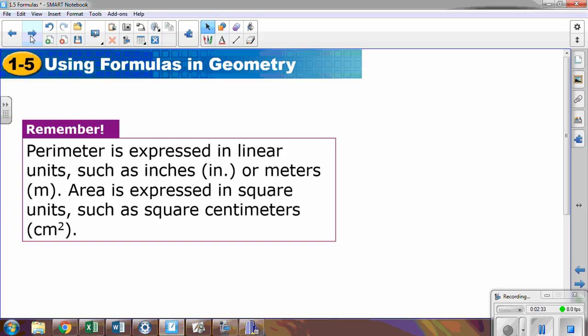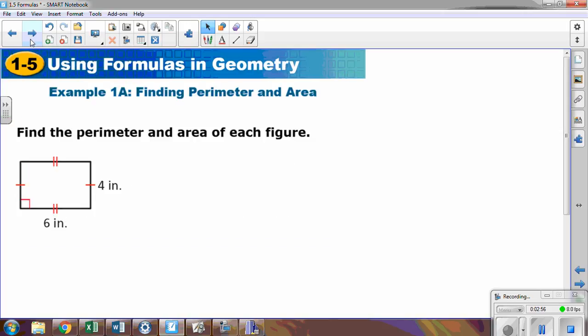I don't know what you mean when you say 8 if you don't give me some kind of a label. So remember, perimeter as distance is always expressed with a linear label like inches, feet, miles. And area is square units, centimeters squared, meters squared. Don't forget your labels. Don't mess up the labels because they are important. Thus, we'll run through and get both the perimeter and the area. Which one did you want to do first?